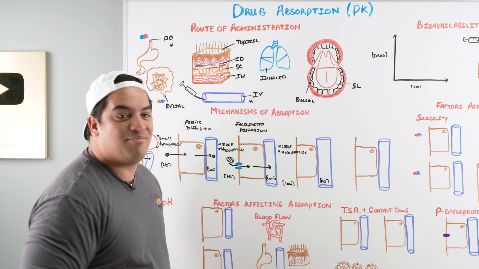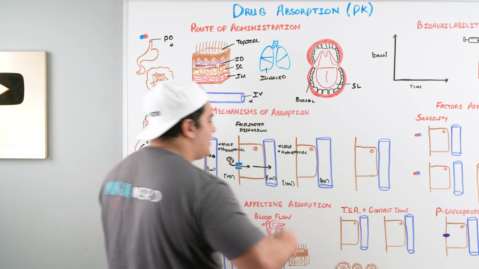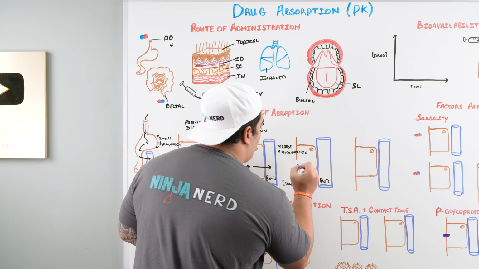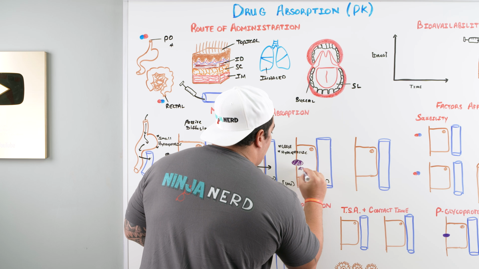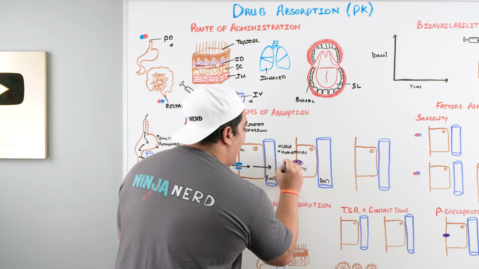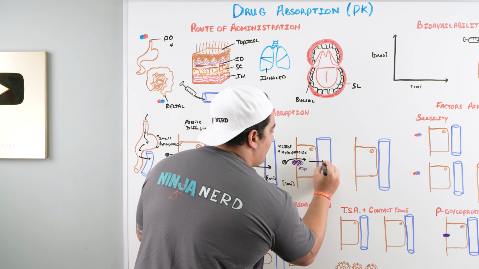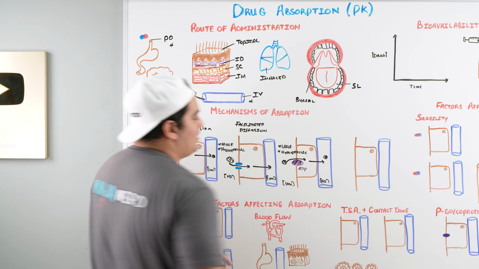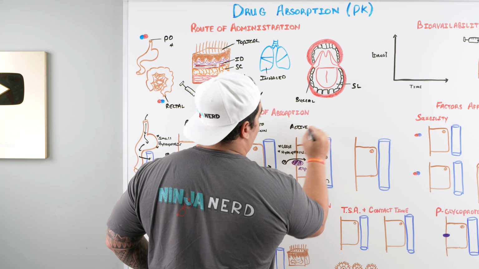This is not a passive process. This is an active process. And whenever you need to pump something against its concentration gradient, this requires energy, ATP. And so this will be an active transport process that would move this large hydrophilic drug from areas of low concentration to areas of high concentration. So this would be active transport. This is another way that we can transport drugs across particular membranes.